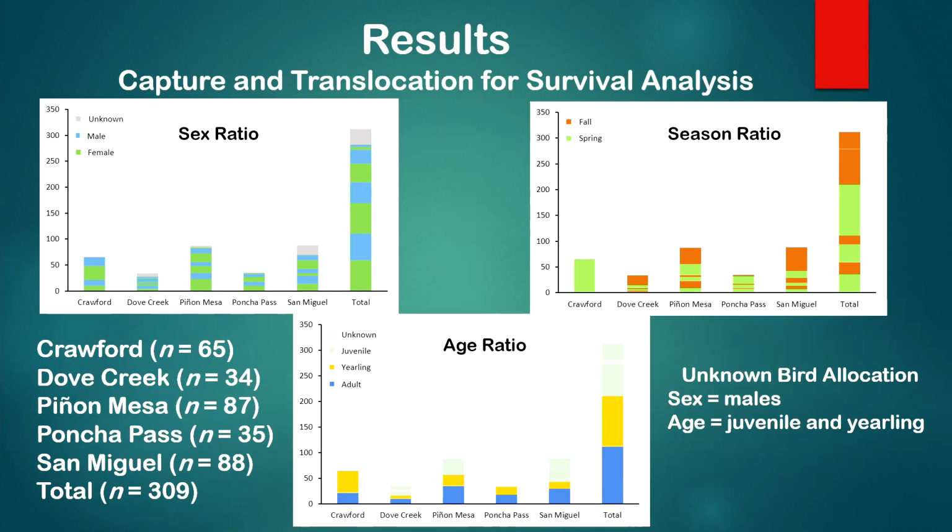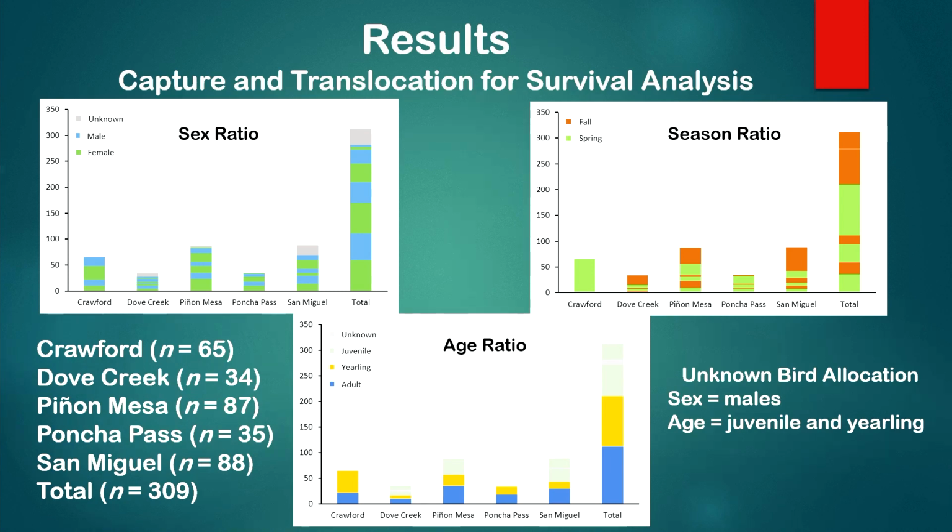But the fall, if you'll notice in the Crawford population, which is the far left bar, there were no birds translocated that we included in the Crawford population analysis. Then on the bottom is the age ratio. Adults are blue, yearlings are gold, juveniles are green, and unknown ages are gray. You can't really see that gray on the slide, but it's there.